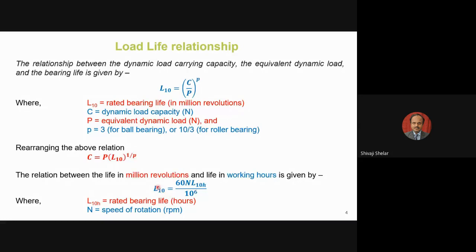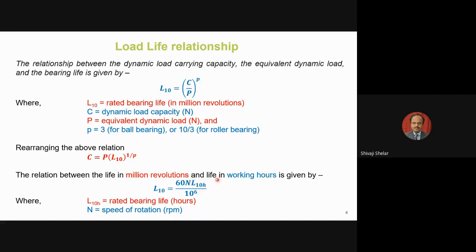Or if you know the million revolution, suppose you know the static capacity and the dynamic load, and from that you calculate the million revolution, you can calculate the replacing cycle: after how many hours I have to replace this bearing. You can put the value of L10 million revolution here. L10 million revolution will come from this relation, so if you know the C and P values, you can calculate this L10 and put it in this equation to get the value of L10 in hours.